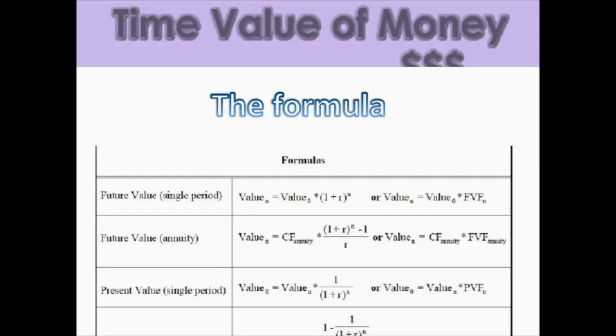Calculation of future value and present value is almost the same, but for the present value we must divide by 1 plus r to the power of n. This is because in the present value we are deducting from the future value amount to find the present value. Well, this is the formula for annuity for future value and present value.